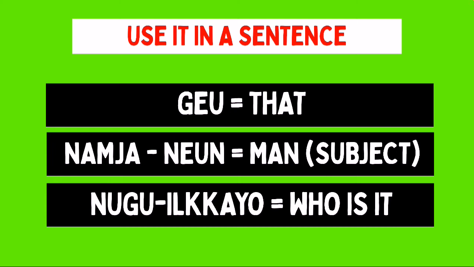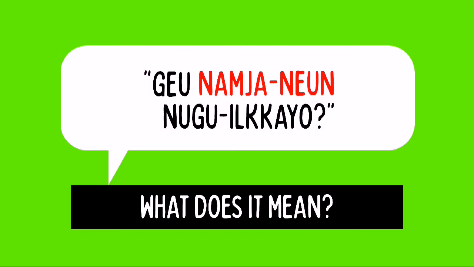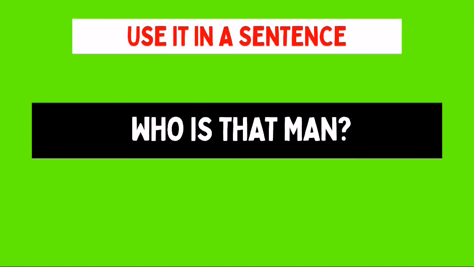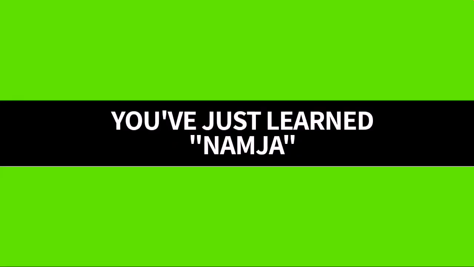So if we combine the meaning of these three parts, it would result in a question that says, who is that man? So if we go back to the example sentence at the start of the video, we already know by now that the meaning of the question or sentence 그 남자는 누구일까요 is simply, who is that man? And with that, you've just learned namja.